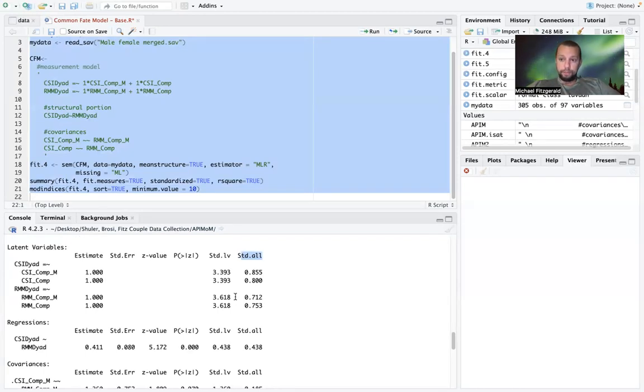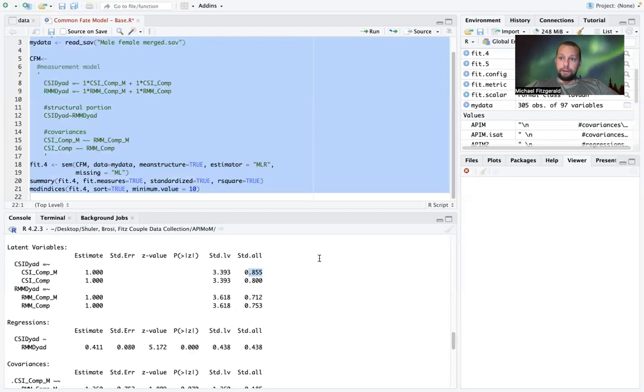And we want that because if you go back to path tracing rules, we want to explain a decent amount of variance that's occurring at the dyadic level. And the way we calculate that is we multiply this factor loading. And so just imagine a path diagram. So you have a latent variable up here, and you have 2 indicators. We're going to go up, up, up.